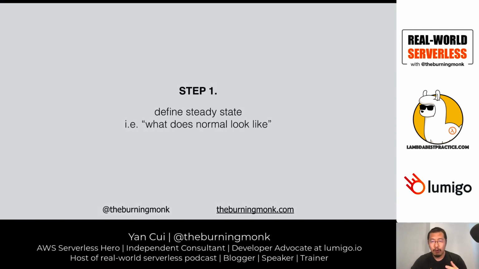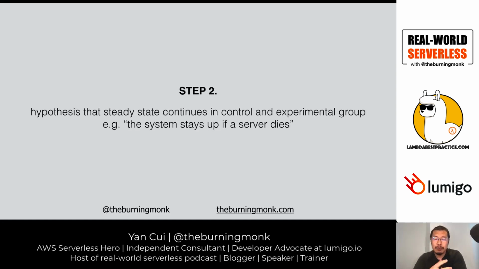Step 1, you've got to know what normal looks like for your system. If everything's on fire all the time, then you don't have a steady state, and you probably need to get your house in order first and establish what normal working condition looks like. For example, your 99th percentile latency should be below 500 milliseconds, or there should be less than a certain percentage of errors per hour.